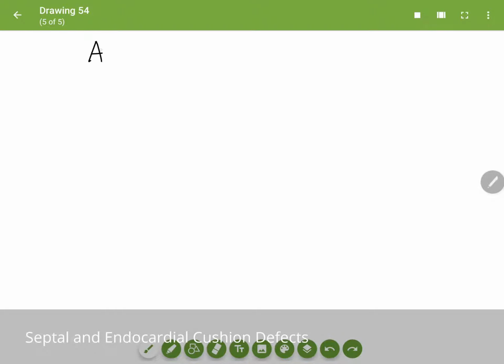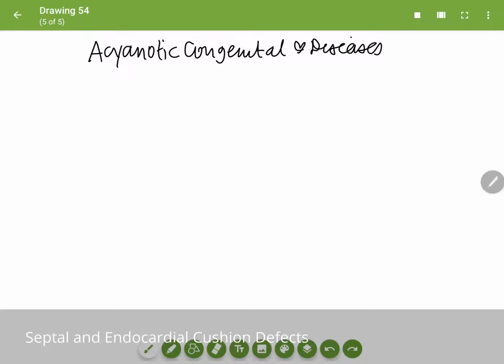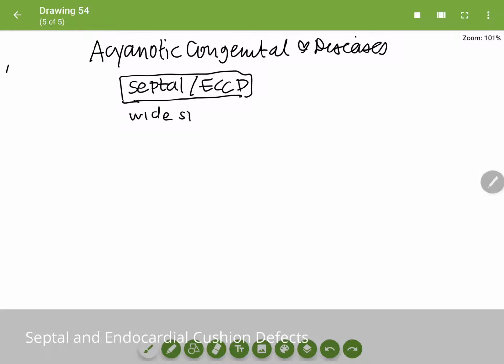When we talk about acyanotic congenital heart diseases, and the ones that have a septal or endocardial cushion defect, they all are going to have wide splitting of S2.